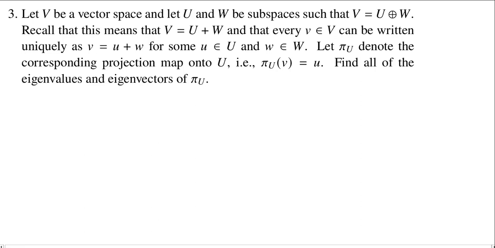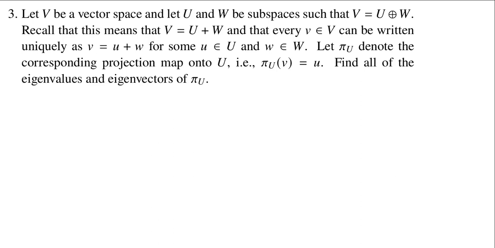Welcome back, everybody. This is our video solution to problem 3 from Quiz 6, Fall 2023, Math 307, Linear Algebra at Cal State Fullerton. In this problem, we are given a vector space V along with subspaces U and W, such that V is formed by the direct sum of U and W.